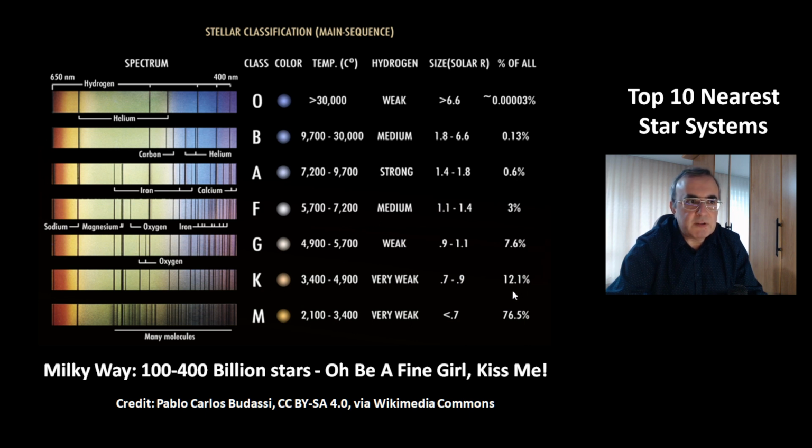They have about 12%. The Milky Way has about 100 to 400 billion stars. It's not easy to determine because we are right in the middle of a disk of 1,000 light years thickness. We don't have the perfect perspective to measure the number of stars. And there's a sentence that you can use for memorizing all these star types. That's "Oh, be a fine girl, kiss me."